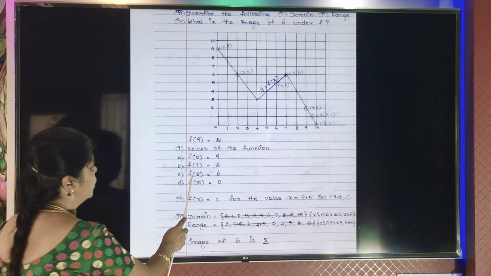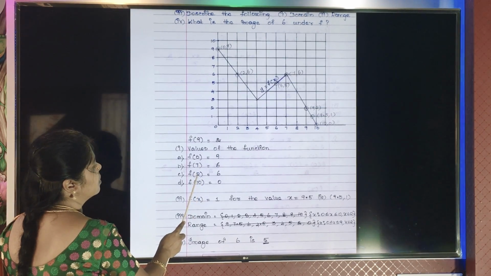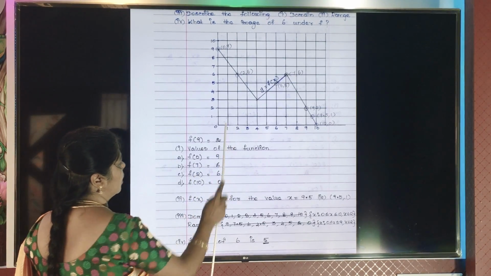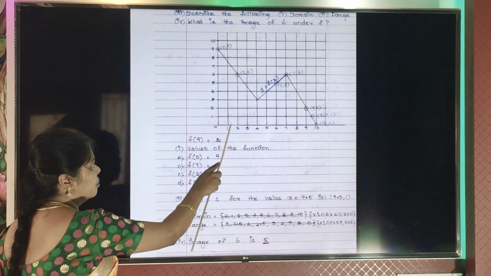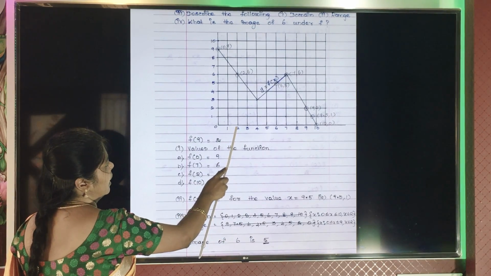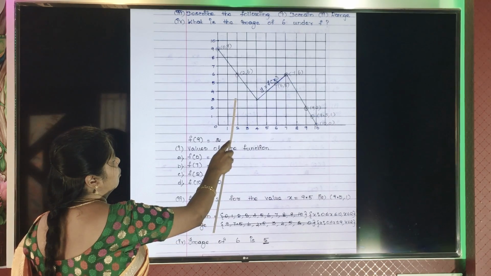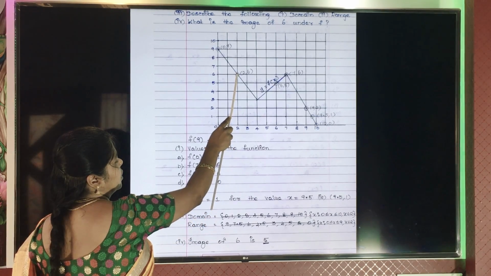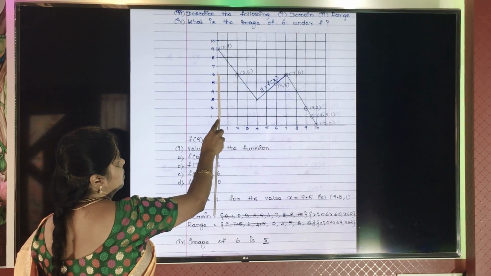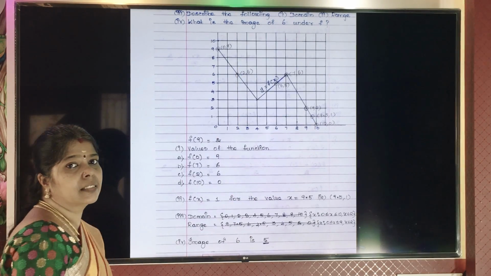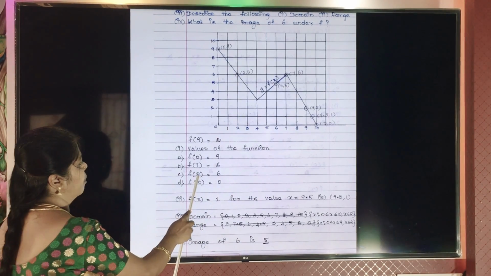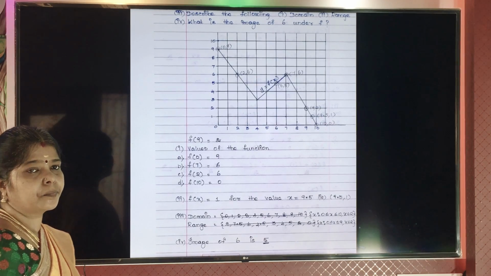Next, f of 2. So find 2 in the horizontal axis. Now corresponding to the number 2 in the horizontal axis, what is the value that you find in the vertical axis? See, 2 touches the graph at the point 6 in the vertical axis. So f of 2 will be 6.